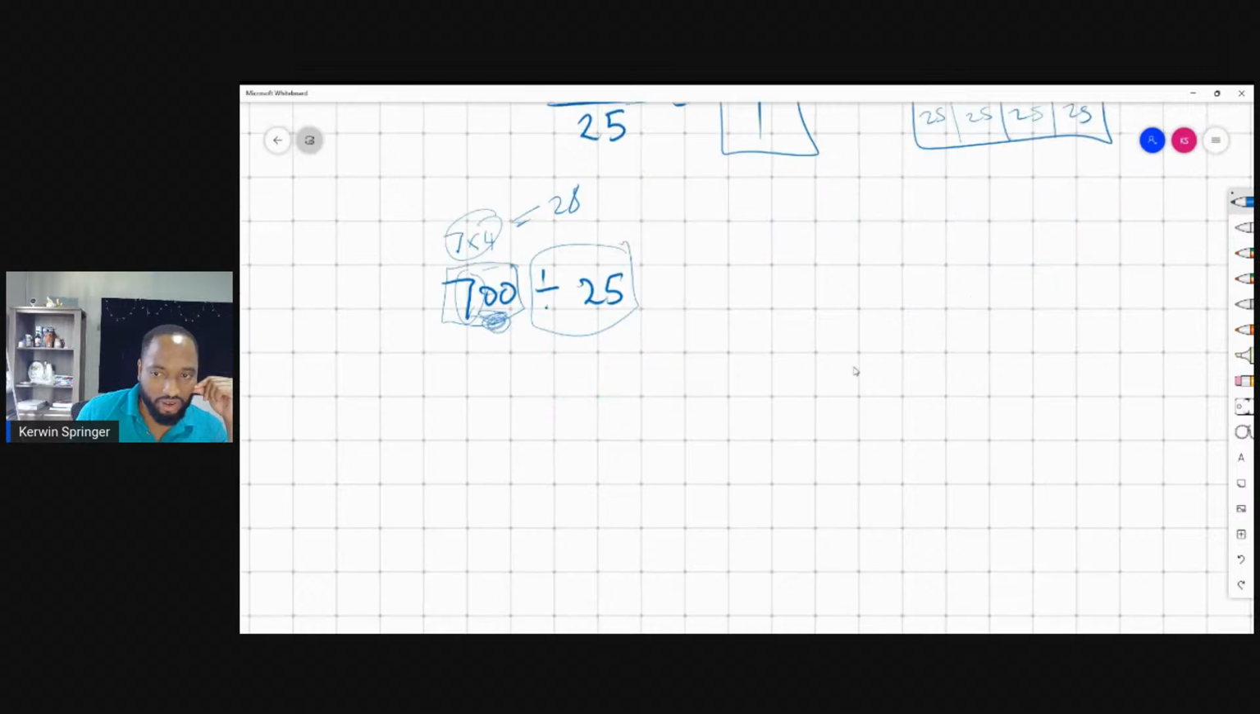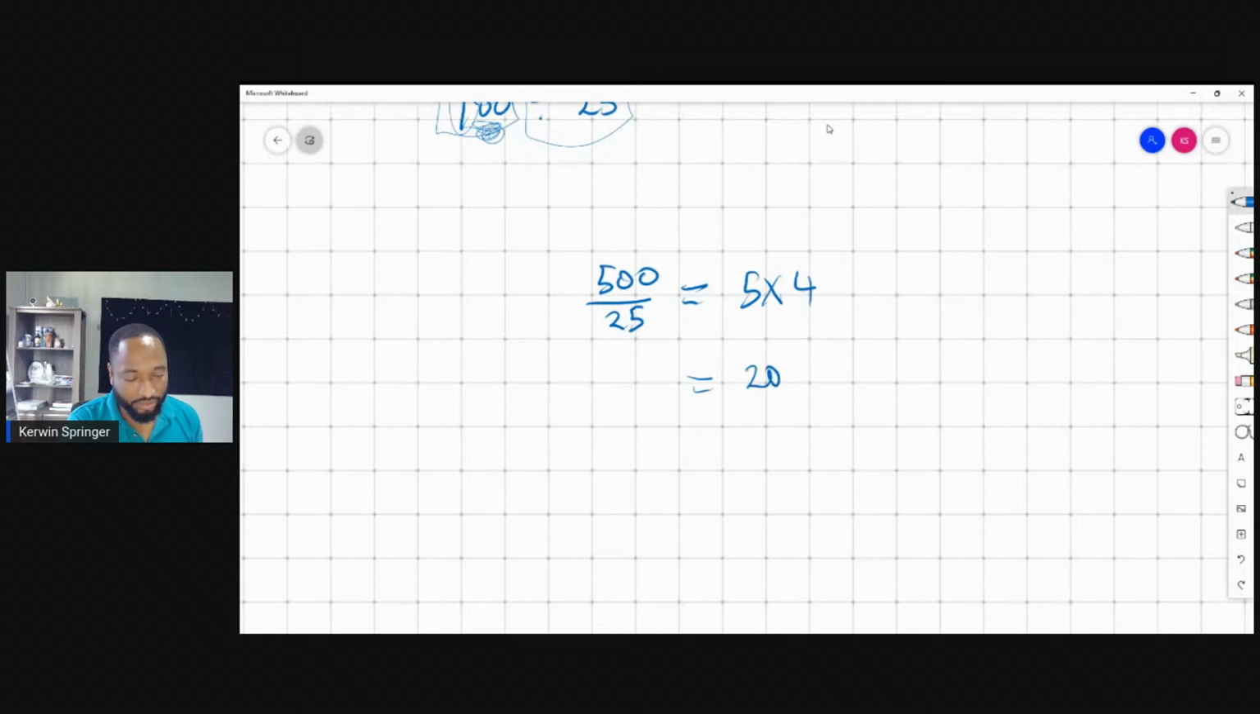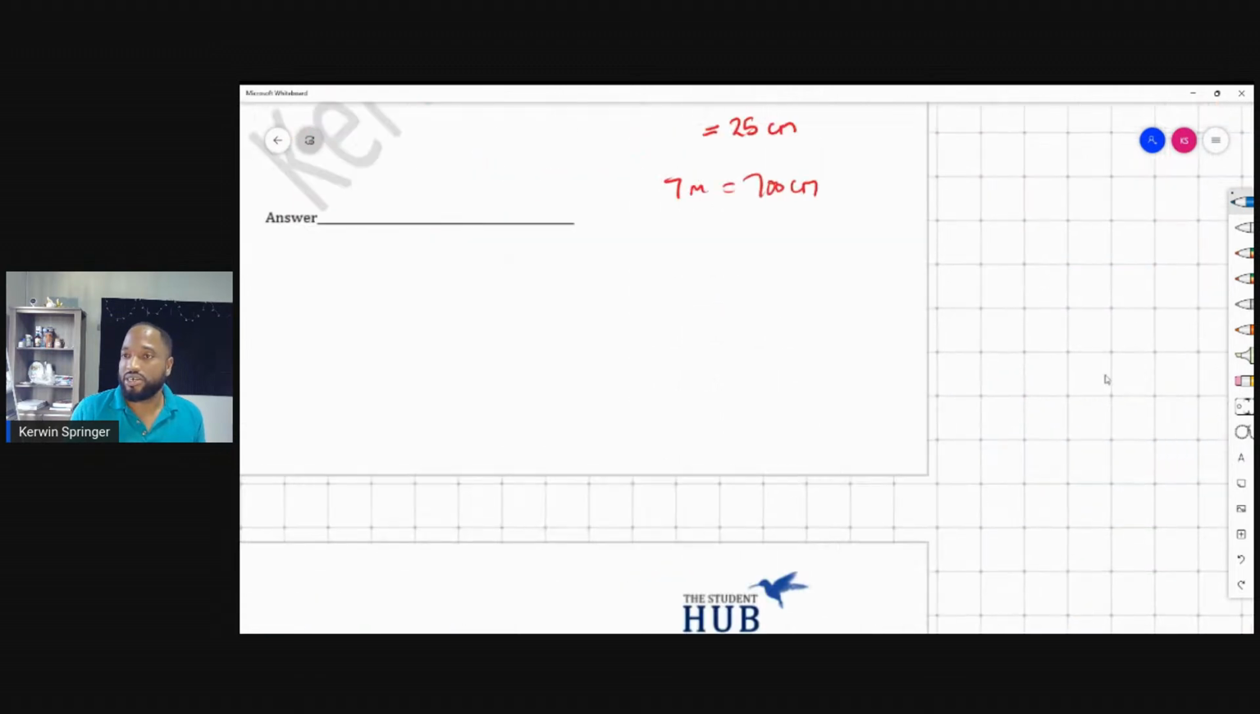Yeah, y'all understand that? Or if they give you something like maybe 500 divided by 25. 25 could go into 100 4 times. There are 5 hundreds here. 25 could go into 100 4 times. And there are 5 hundreds here. So this is the same as 5 times 4. 20. Let that sink in. Come back and watch this again and let it sink in deep.